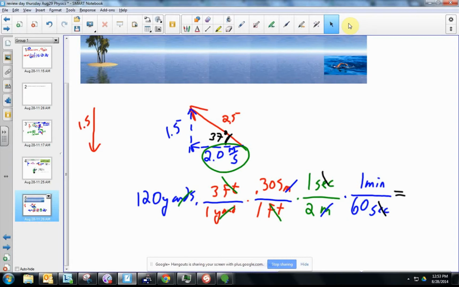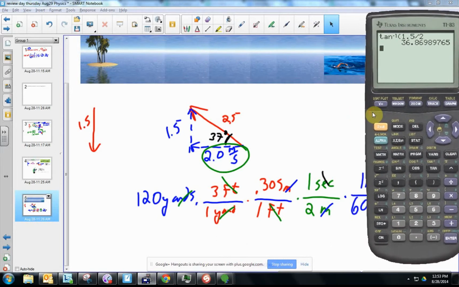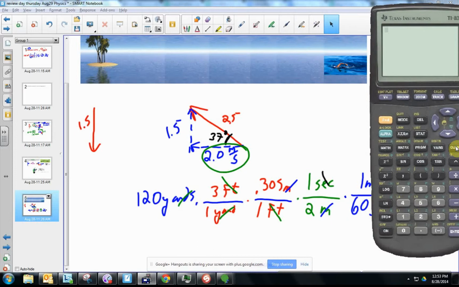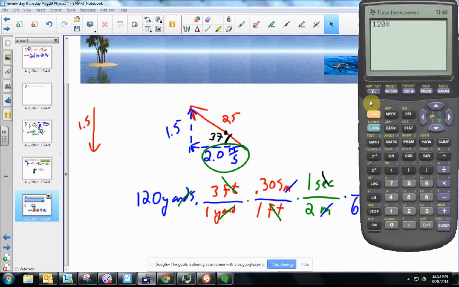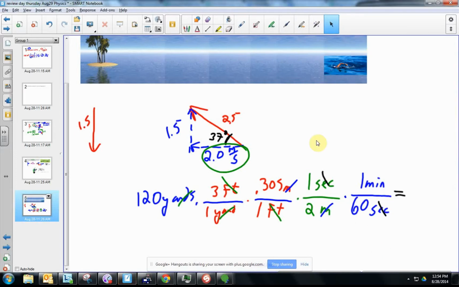You don't like it? Well, let's just do it real quick together and find out. 0.9? That's pretty fast. Let me just check that, because it just means I picked some pretty unreasonable numbers here. Anyway, 120 times 3 times 0.305 divided by 2 and divided by 60. And I'm getting 1 minute essentially, 0.9 minutes. So that was pretty fast swimming for 120 yards.